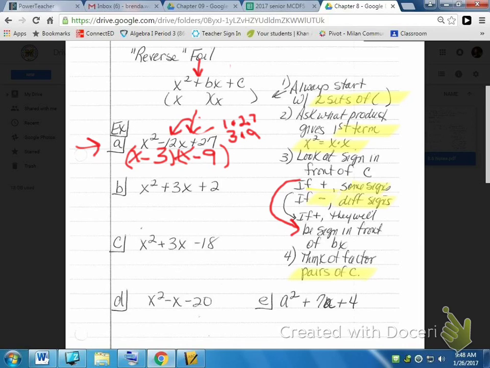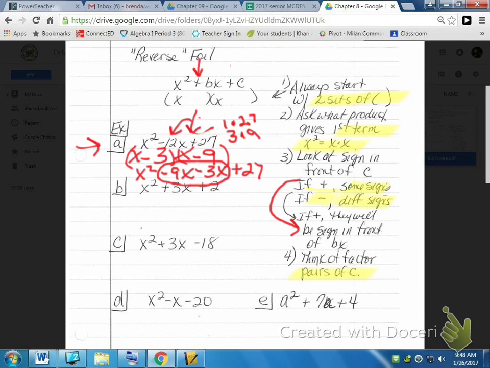Right now, you know what I want you to do? How do you think you could check your answer? Foil that, and make sure that you come back to the problem you started with. So if we do that, first would be what? X squared. What's my outer? Negative 9x. What's my inner? Negative 3x. And what's my last? Positive 27. When I put my outer and inner together, negative 12x.